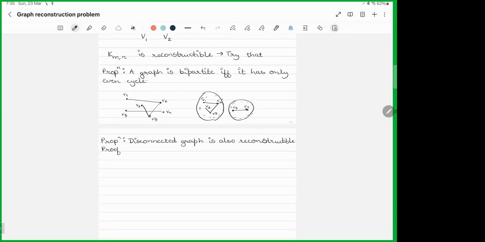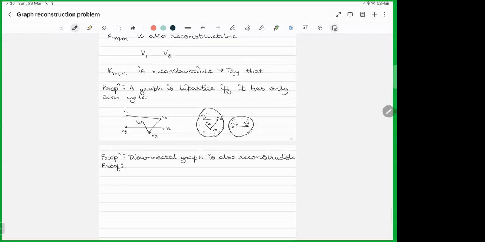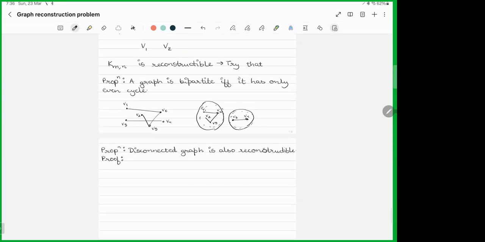And this is a little bit non-trivial statement. And the importance of this particular proposition is that most of the graphs, because if we are able to prove that disconnected graphs are reconstructible, we have actually proved that most of the graphs on n vertices are reconstructible, because a large class of graphs on n vertices are reconstructible, right? But the problem is still open for connected graphs. What can we say about connected graphs, whether they are reconstructible or not?